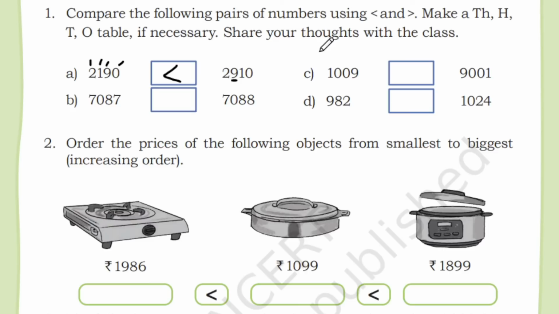Likewise here, check the first one, thousands place. 9000 is the bigger one. Here the thousands places are the same. Hundreds place is also the same. Tens place is also the same. So in the ones place we have 8 which is greater than 7. And here there is no thousands place, only hundreds is there. Here we have 1000. So this one is greater.